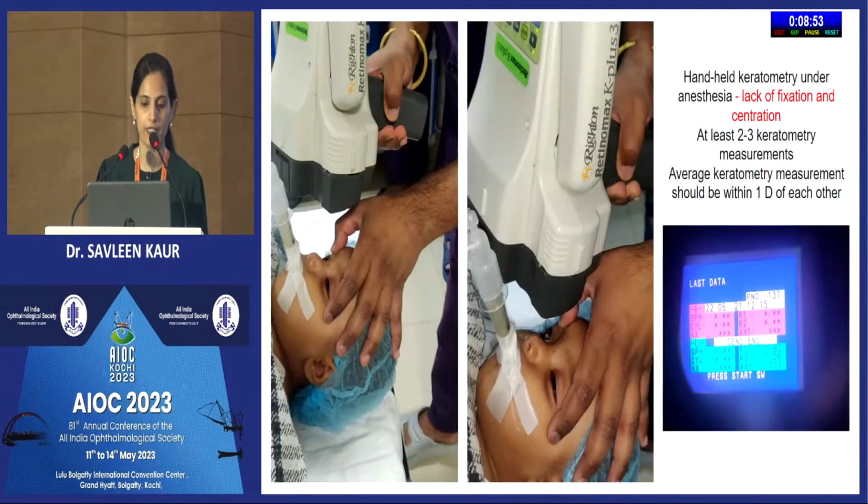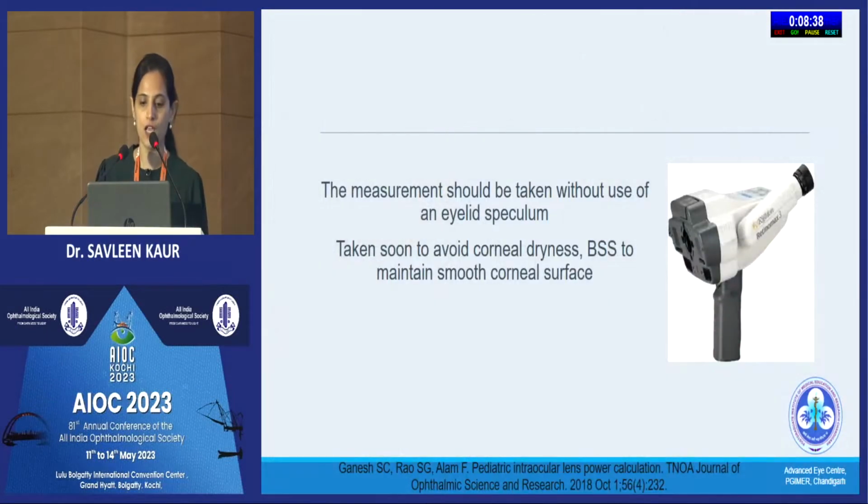You can get it accurately in the office also, but under anesthesia again you have a problem of lack of fixation, and you need to take at least 2 to 3 keratometry readings and try to take readings that do not have a large standard deviation. They should be within 1 diopter of each other. This measurement should ideally be taken without a speculum, and you should avoid corneal dryness and keep using BSS to maintain a smooth corneal surface.